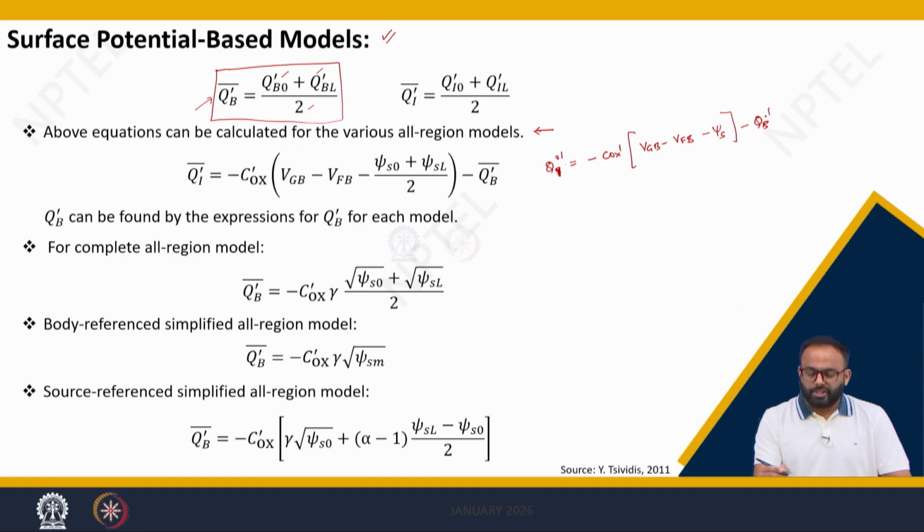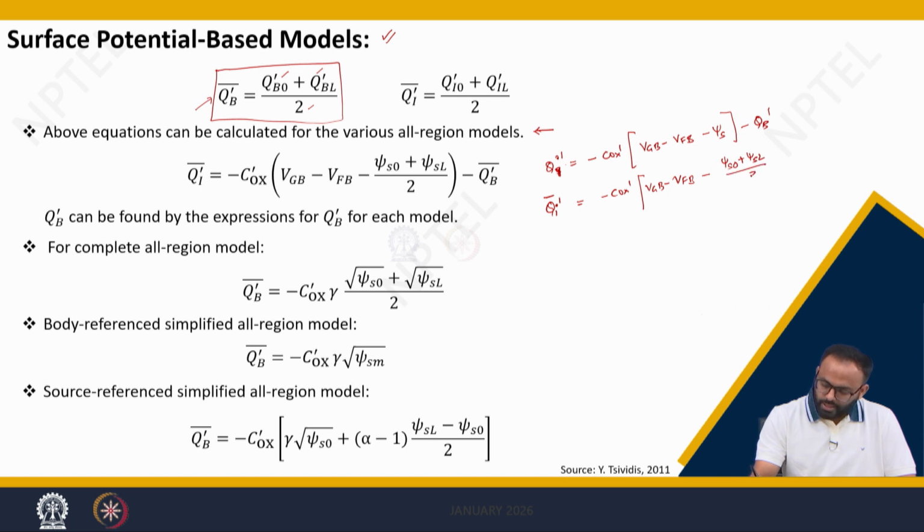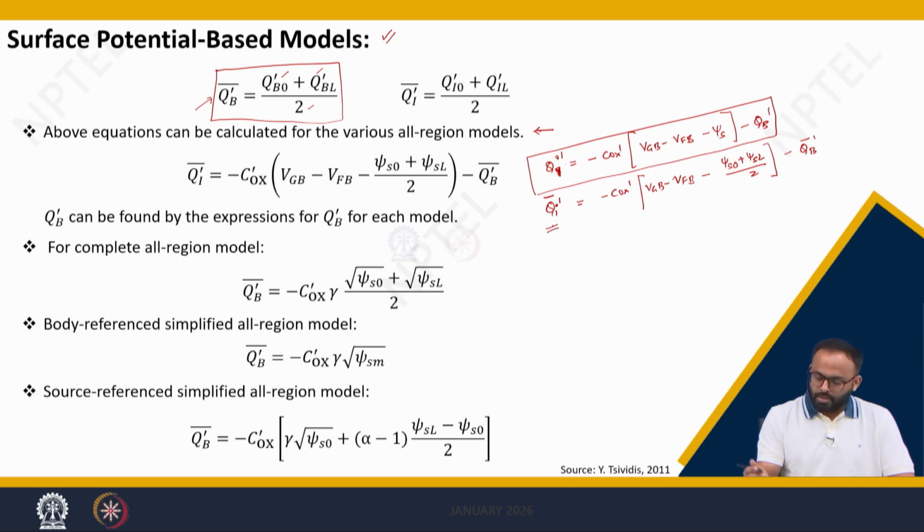Now, if I take an average, so I am interested in QI dash bar. This will give you minus COX dash into VGB minus V flat band voltage. Now, I need to take average here. Instead of psi s, I will get psi s 0 plus psi s L divided by 2, and this will give you QB dash bar. So, I converted the equation which I derived, or we used multiple times, in the average inversion charge just by taking the simple form of averaging of the surface potential.